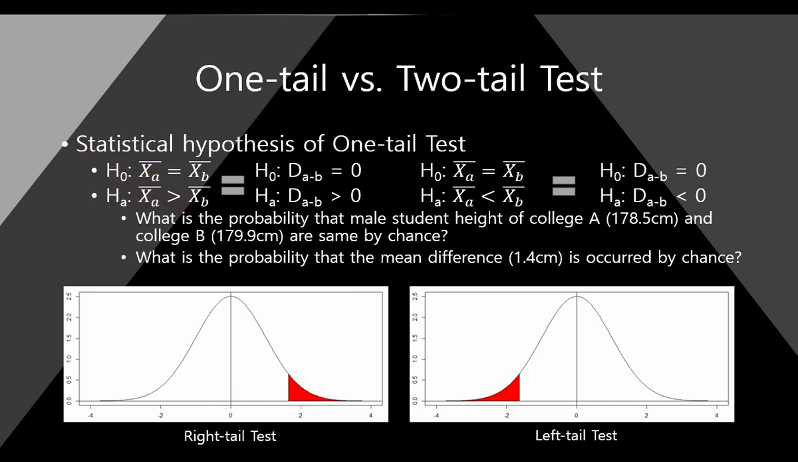On the other hand, if we have X̄A is smaller than X̄B, in this case this is changed to dA−B is smaller than 0. Okay? This one is the left side, the left-tail test. Okay? You understand here? So the one-tail, two-tail test just means which tails we should choose for our 5% reference. Okay.